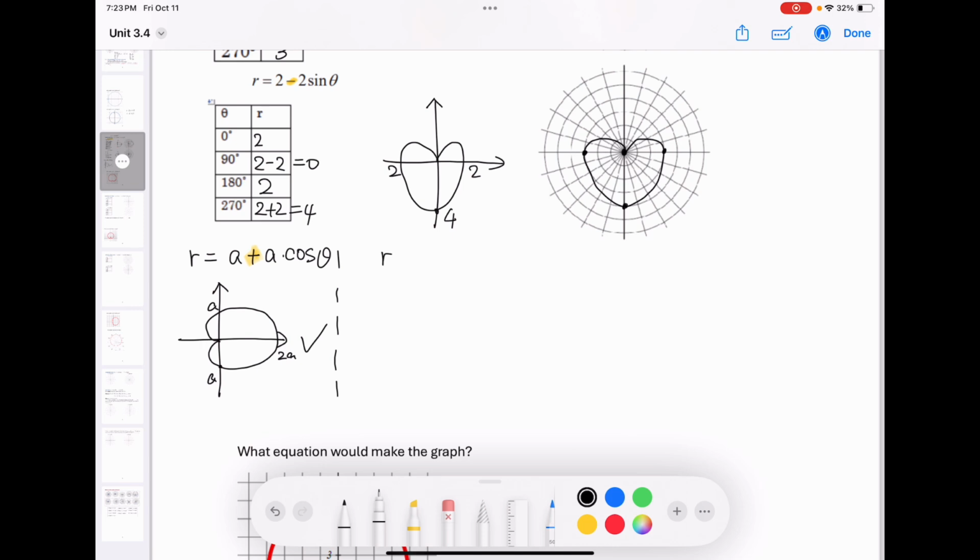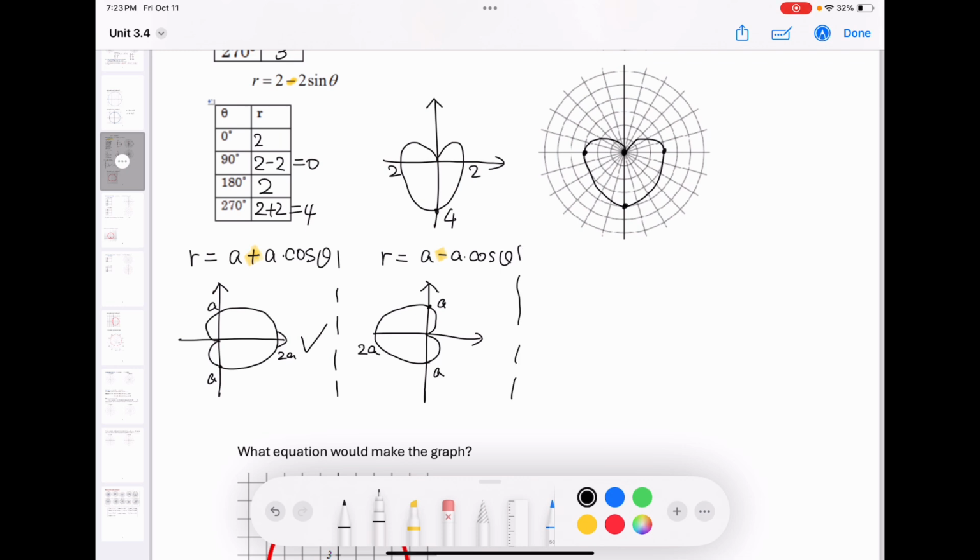And R is equal to A minus A times cosine theta. So we're having my graph located on the x-axis, but now the main part is on the negative side because in front we have a negative sign in front of the cosine. Okay, the key points, here is A, here is A, here is 2A.